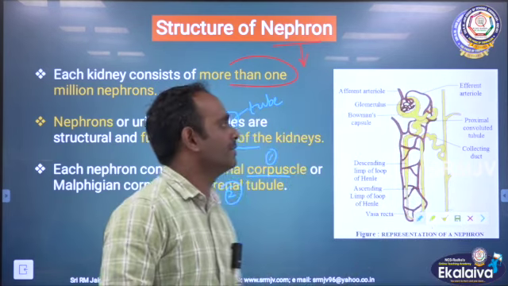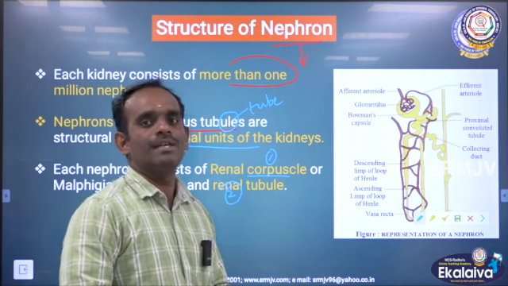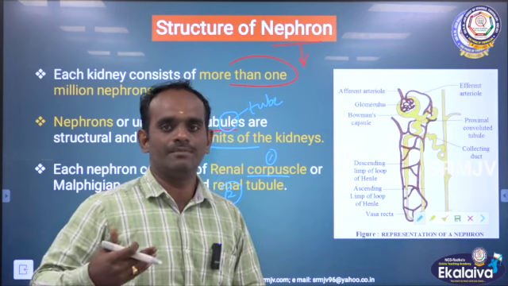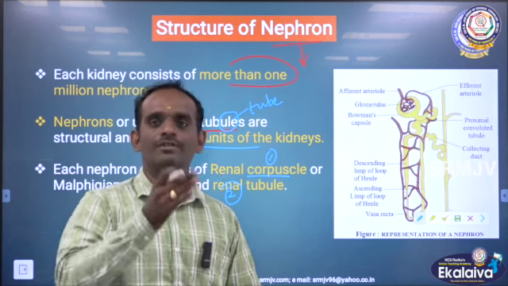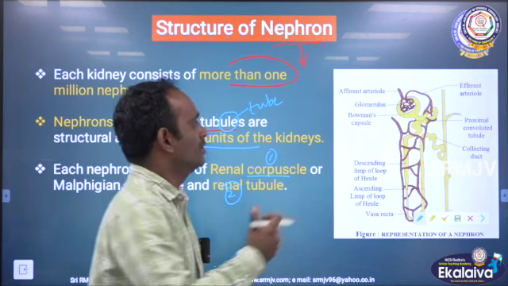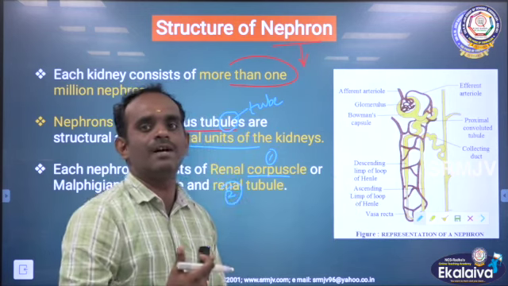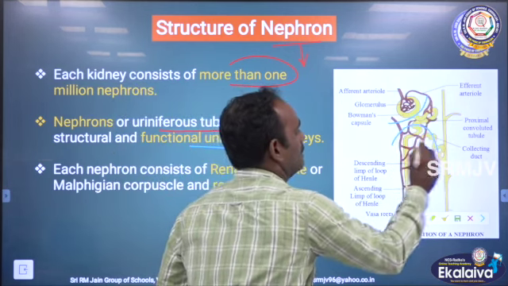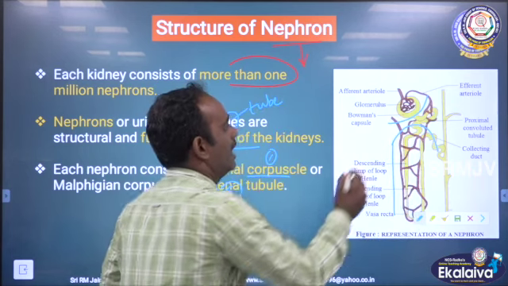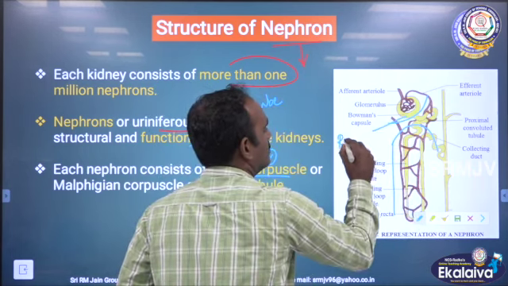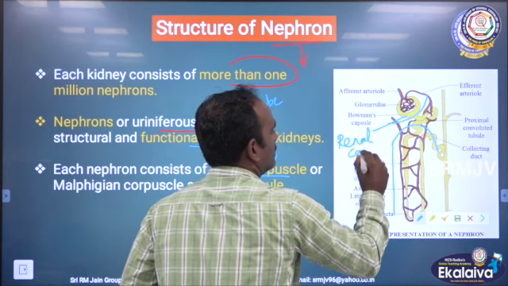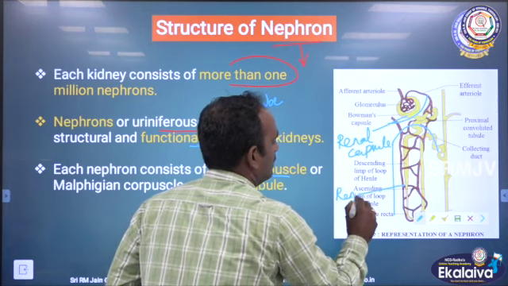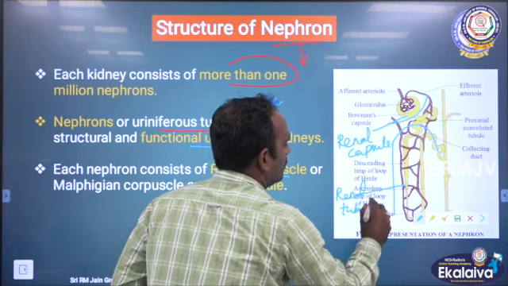See the picture here, children. This is the structure of nephron. As I said, nephron is the structural and functional unit of kidney. The other name for nephron is uriniferous tubule. So nephron consists of two major parts. One is renal capsule and another one is renal tubule. See here, up to this it is renal capsule, and this part is said to be renal tubule.